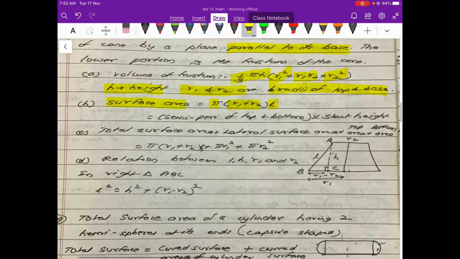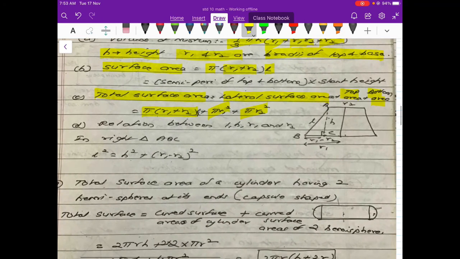Then comes the total surface area. It is nothing but the lateral surface area plus the top and the bottom. The top and bottom are again circles. So it is pi (r1 plus r2) l plus pi r1 square plus pi r2 square. Then what is the relation between l, h, r1 and r2? In a right angle triangle, l square, which is the slant height square, is equal to h square plus (r1 minus r2) the whole square.